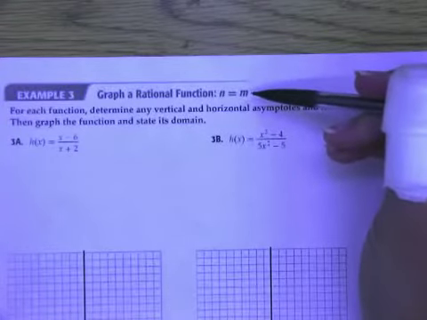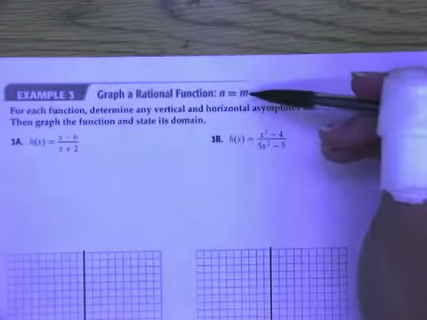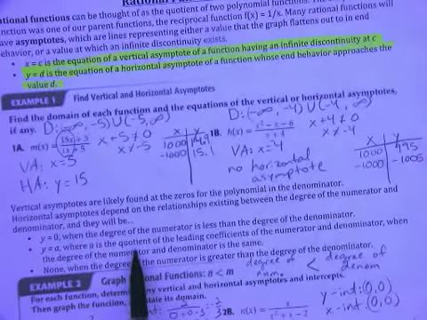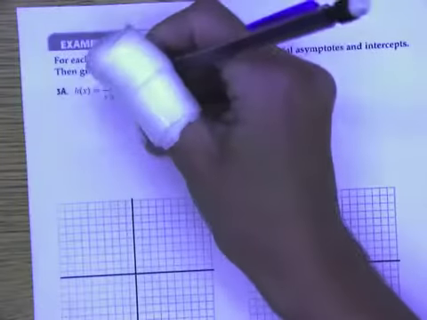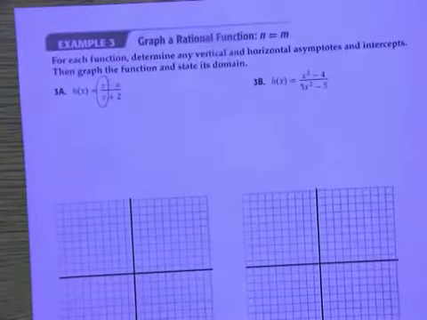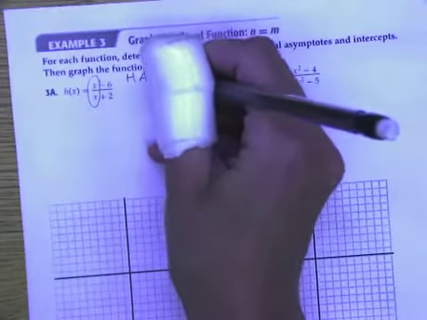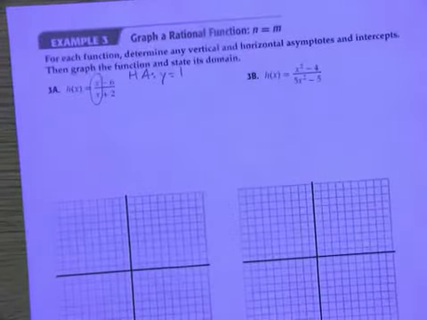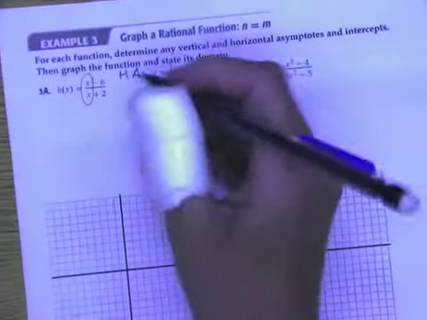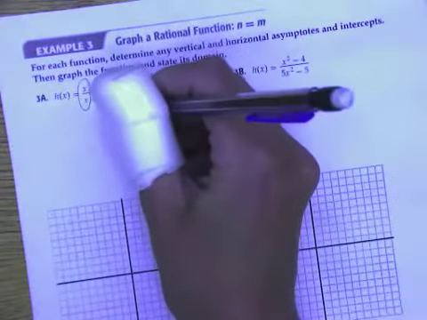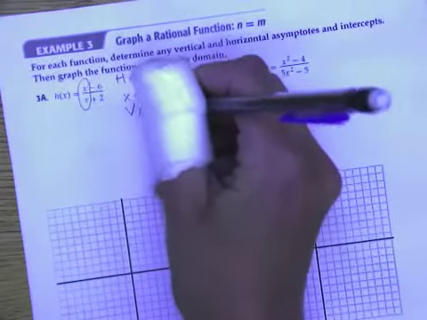Here we're looking at basically a lot of the same. The main thing you're going to see different here is because the degree of my numerator is the same as the degree of my denominator, my horizontal asymptote won't be at y equals 0. Let's look back at what I said here. It'll be the quotient of the leading coefficients. So the quotient of my leading coefficients for this one is 1. So my horizontal asymptote is y equals 1.